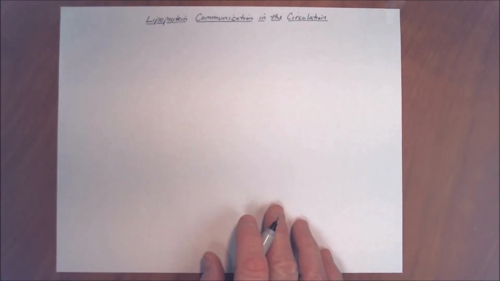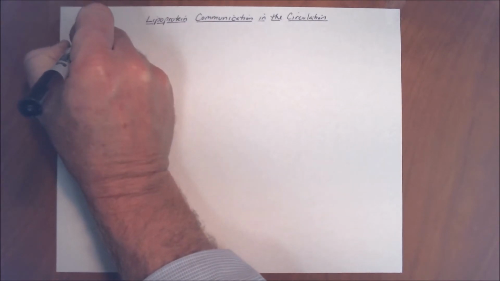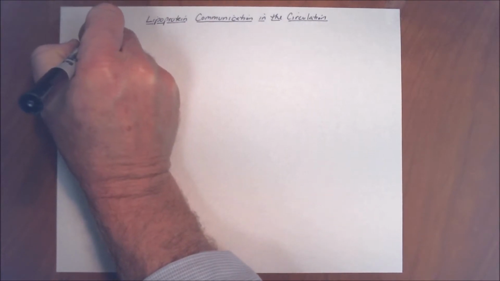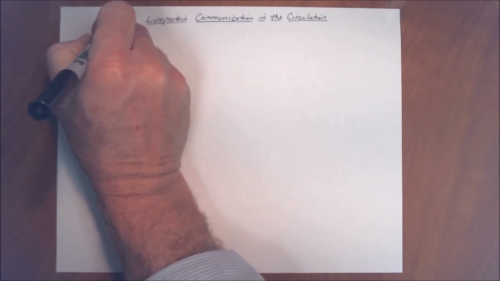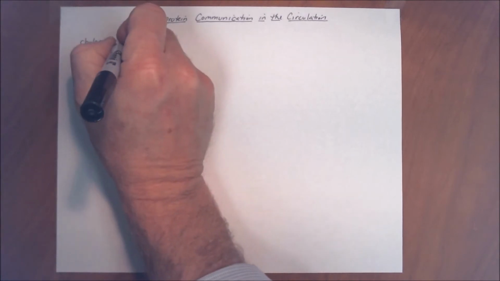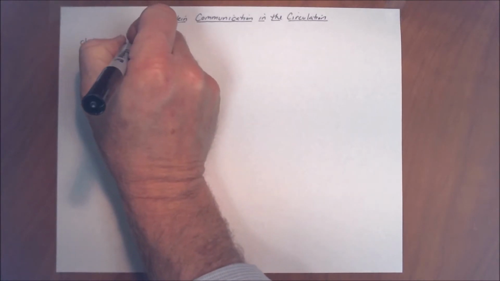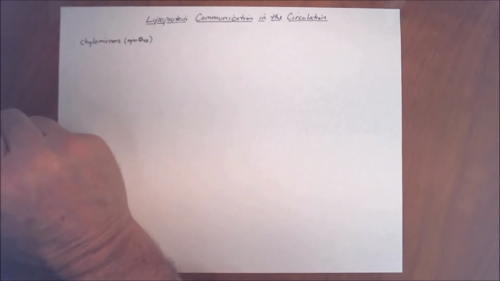Now, lipoproteins actually communicate while they're in the circulation. So let's take a look at this level of communication. Let's start out with our main lipoproteins, those being the chylomicrons, constructed of dietary lipids and cholesterol. These, of course, have core protein of ApoB48.